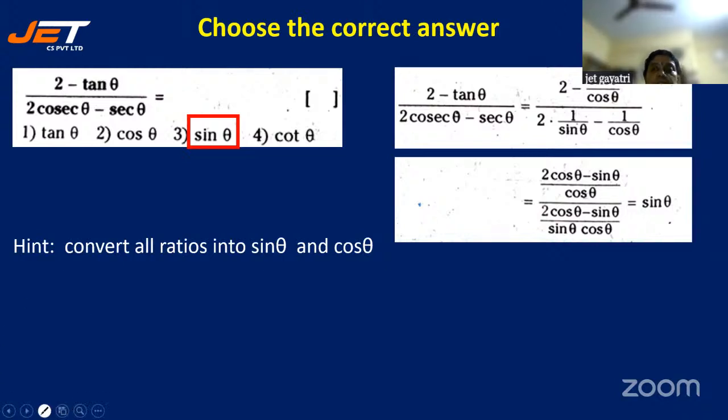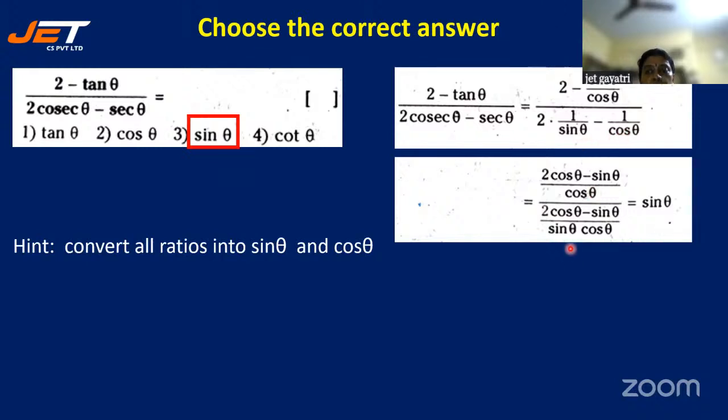so I'm just trying to point it out here. If you take the LCM, it becomes (2 cos theta minus sine theta) by cos theta, and in the denominator also you can take LCM. So (2 cos theta minus sine theta) by sine theta cos theta.